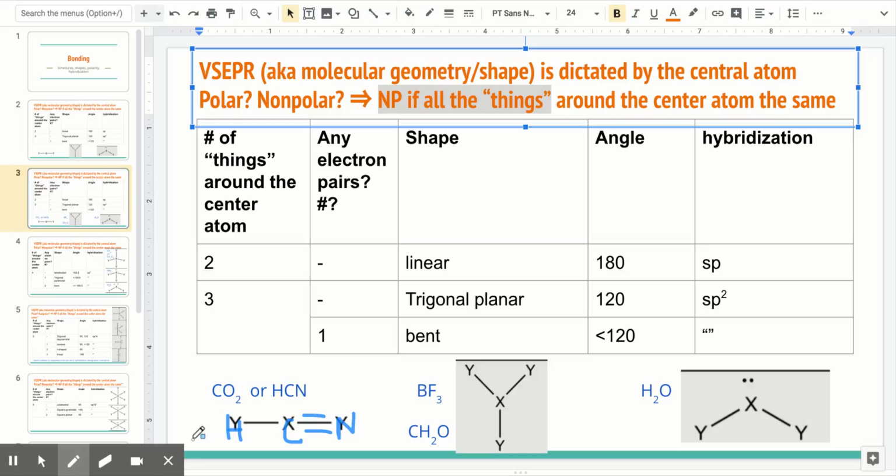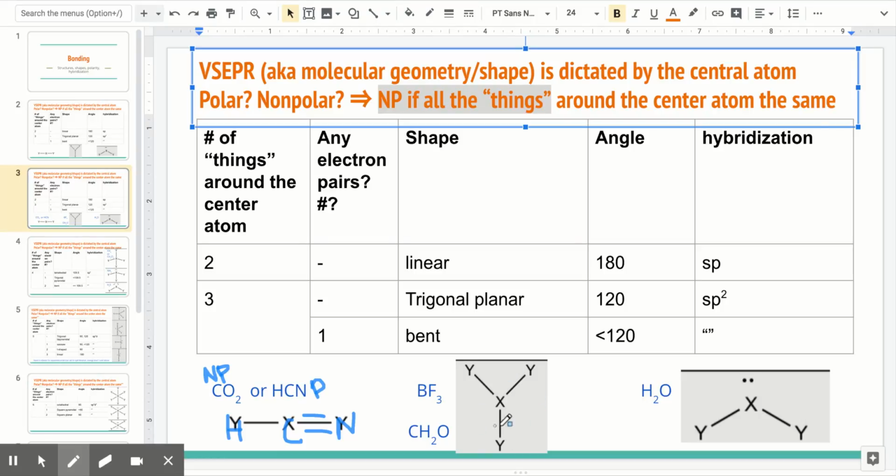So let's look at our center atom and the things that I have around it. I have 1, 2 things. Are they both the same? No. One's a hydrogen and one's a nitrogen. So that would make this molecule polar, right? Whereas the CO2 was nonpolar. Okay, so hopefully that's making sense. If all your things are the same, you're going to be nonpolar.